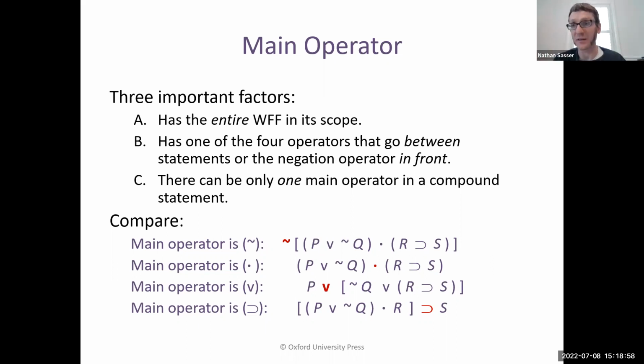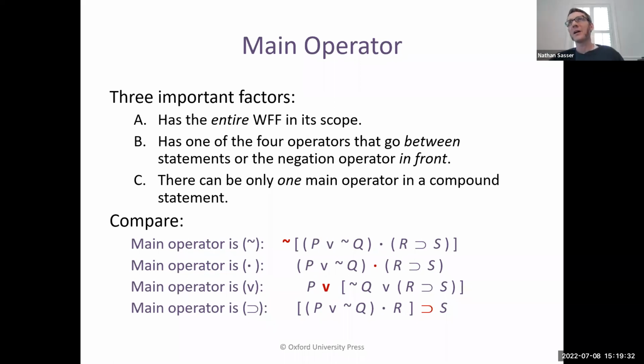entire compound statement. It has the entire well-formed formula in its scope. It applies to everything else. Now, why is it important to identify the main operator? Because the truth value of the main operator is the truth value of the entire compound statement. We're figuring out all the other truth values of the components of the compound statement so that we can get to this truth value. That's what we're interested in.